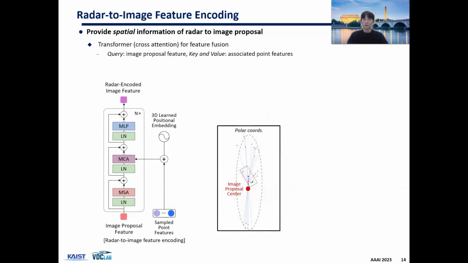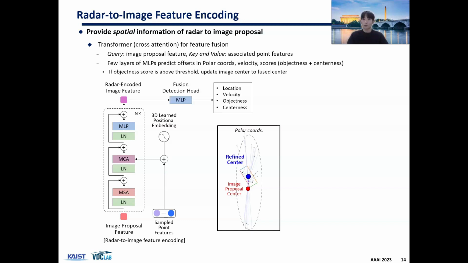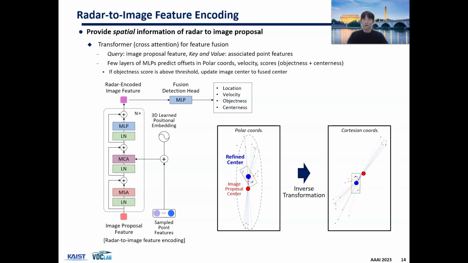Our next goal is to refine the image proposal to be closer to the ground truth center. Now, the image proposal features become the query and the radar point features around the image proposal become key and value. We use the same transformer layer as the previous slide, but we use the 3D positional embedding in the polar coordinate system instead of 2D. Given the output of the cross-attention layer, we use a few MLP layers to output location offset, velocity, and scores. Finally, the predicted object center is transformed back to Cartesian coordinates.